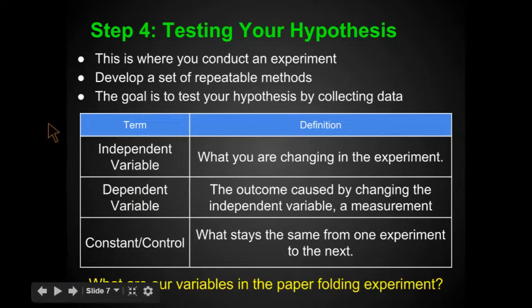So let's take a second right now, and I want you to think about what the variables are in your paper folding experiment. So go ahead and write down on your sheet of paper or in the notes that you're typing, I want you to pause the video and see if you can write down your independent variable and your dependent variable for this paper folding experiment. There should only be one for each one of these. And then what are some of the constants and controls, things that you're going to keep the same from experiment to experiment? Go ahead and pause the video and fill those out now.